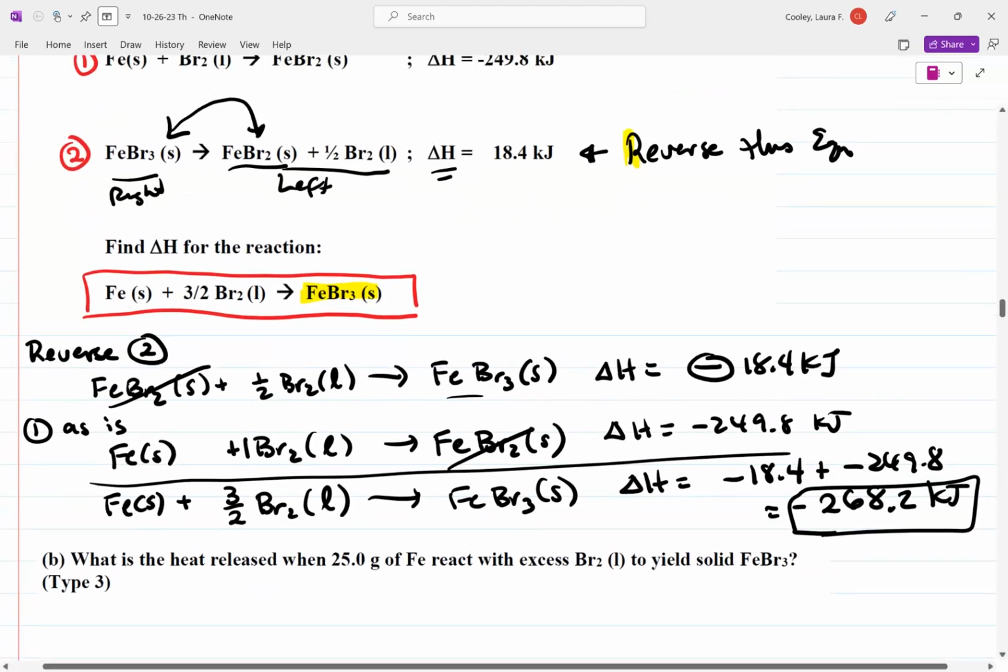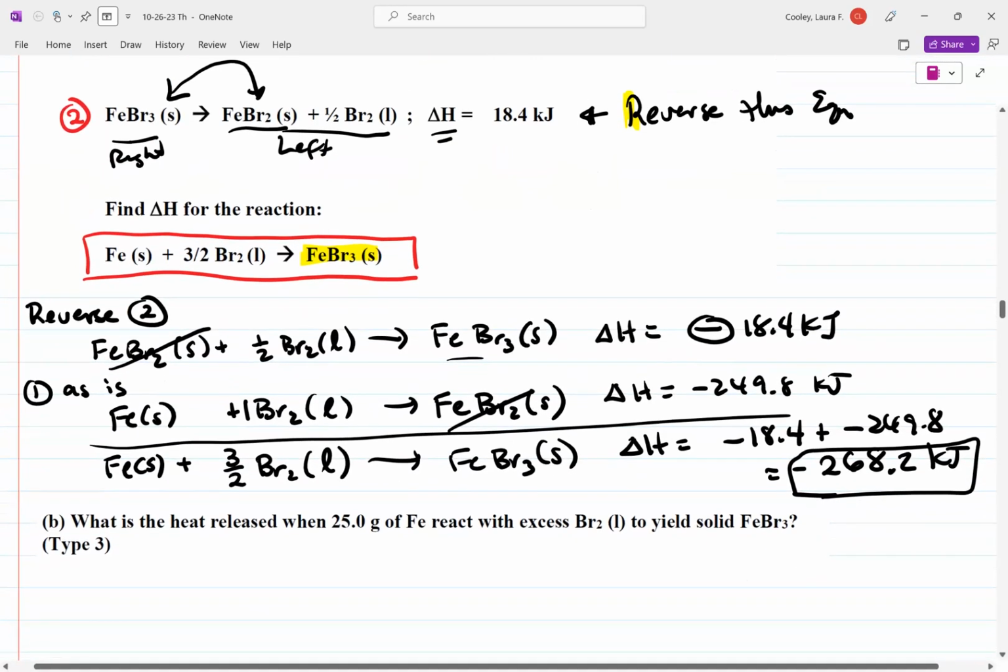So that's the answer. I will admit that it takes a little practice to get good at these problems, which is why there are quite a few of them in the packet.